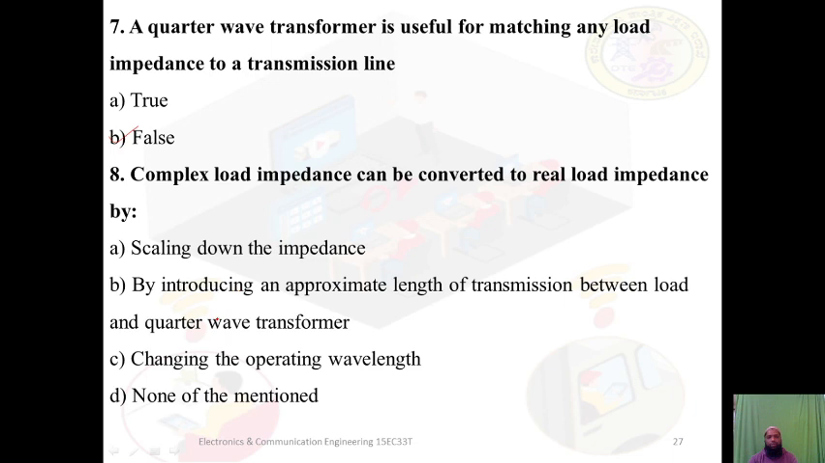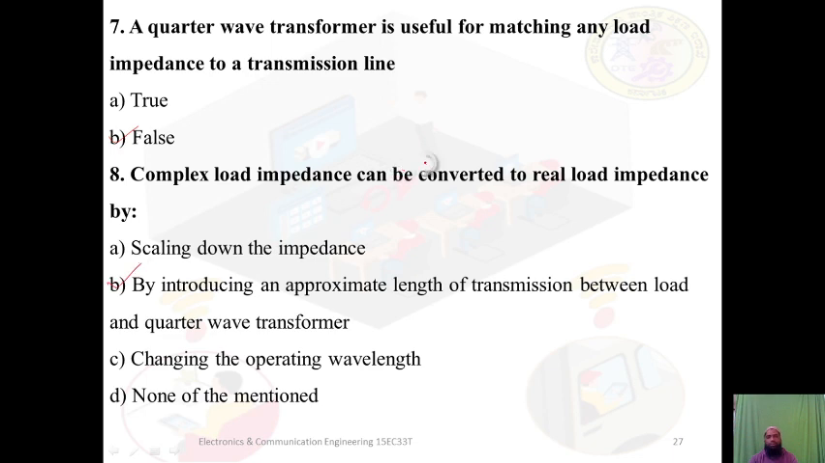So we need to convert complex load impedance to real load impedance. How do we do it? We saw in our discussion: by introducing an approximate length of transmission line, we tune out the imaginary part. If we use an approximate length of transmission line between load and quarter wave transformer, we can easily convert complex load into real load. So option B is the answer.